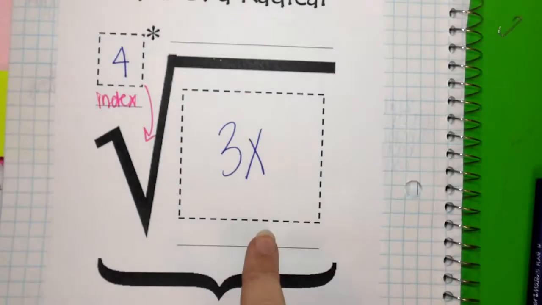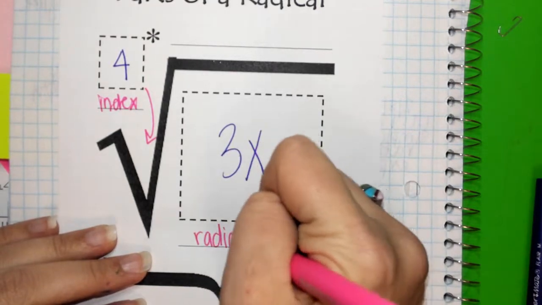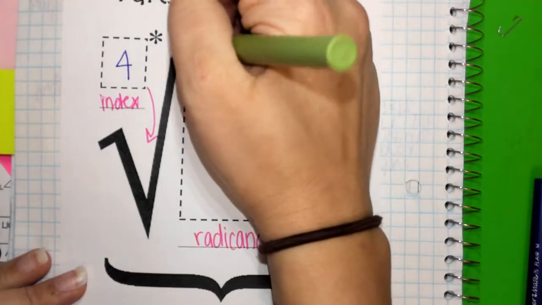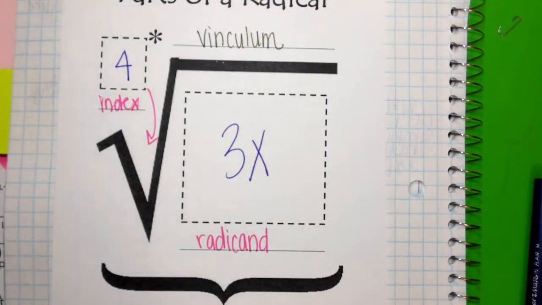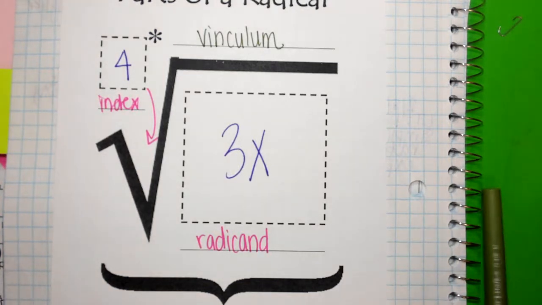Alright, this number under the radical has a special name. It's called a radicand. Like your right hand. This bar at the top right here also has a special name. It's called a vinculum. And that's also what a fraction bar is called. It's called a vinculum. And the top of a division sign. Vinculum. And then this whole thing is called a radical.